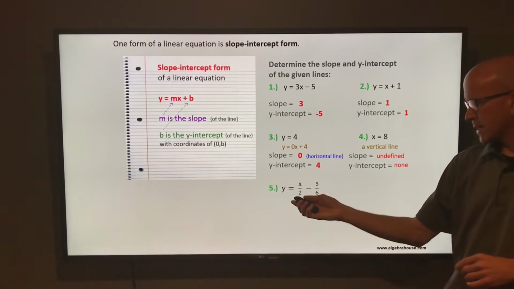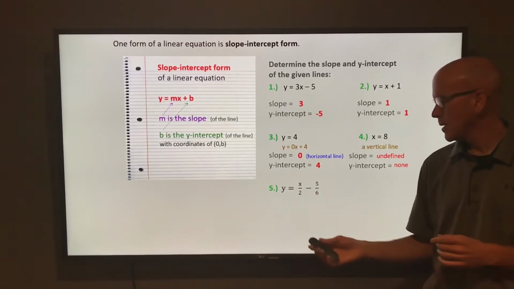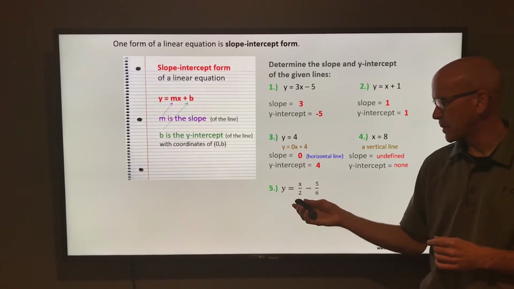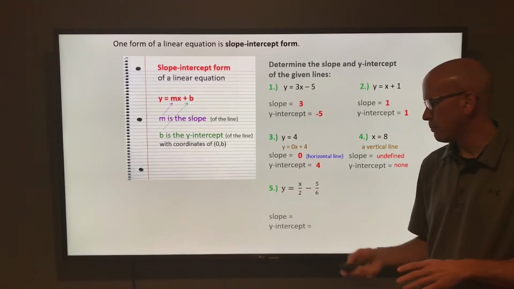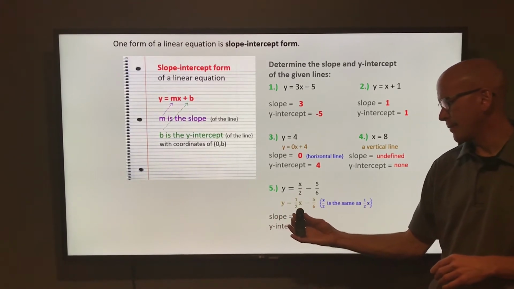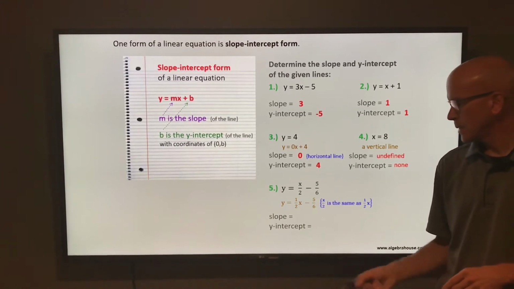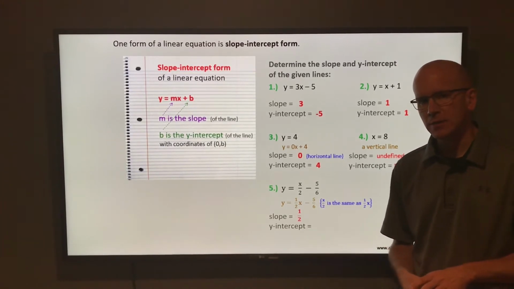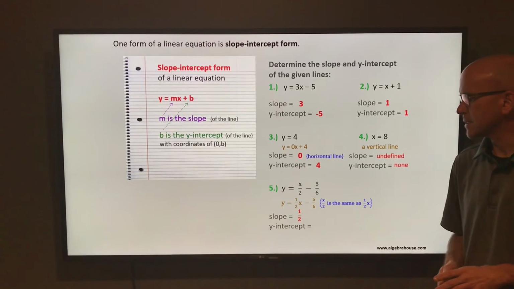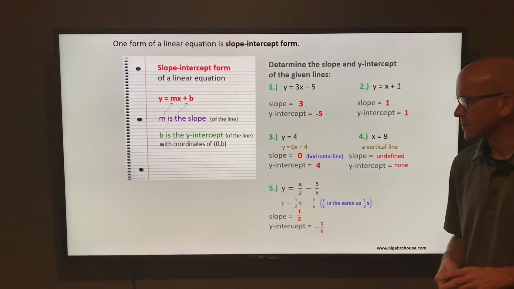If you have y equals x over 2 minus 5 over 6, now you're going to say that x over 2, what's the deal with that? Well, dividing x by 2 is the same as multiplying it by 1/2. So that'd be the same thing as y equals 1/2 x minus 5/6. And now you can see the slope and the y-intercept. Slope on that's the number in front of the x, it's 1/2. And the y-intercept, that's the constant term, the number without a variable, that is negative 5/6.